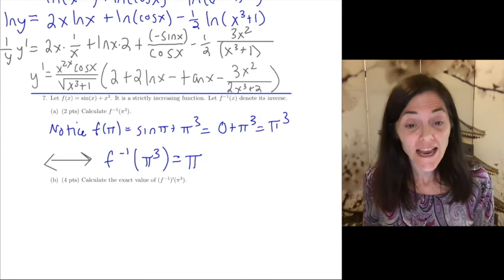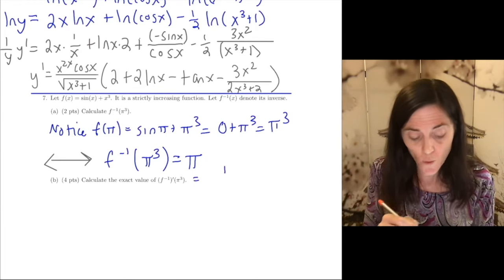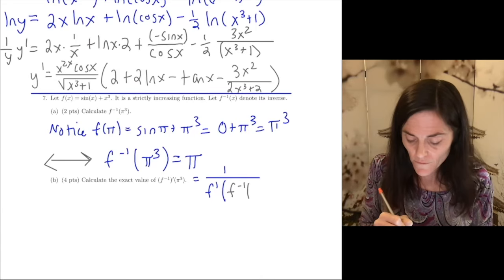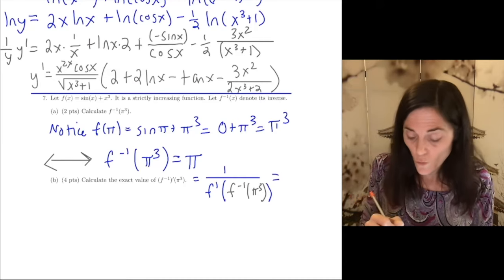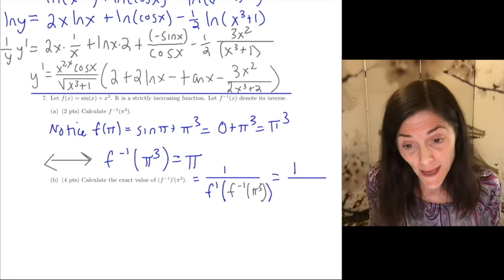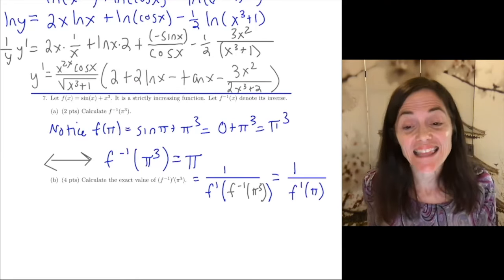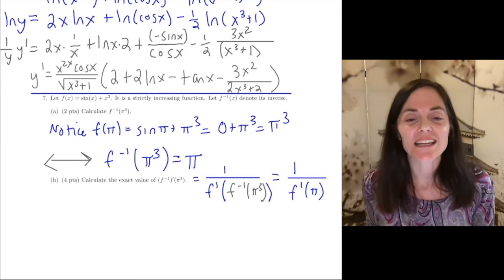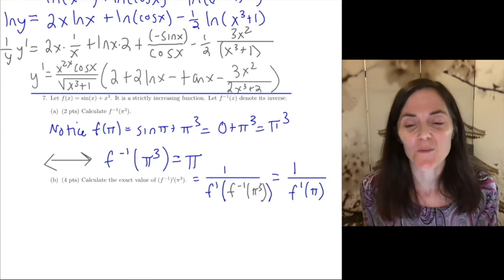Letter B. We want to find f inverse prime at pi cubed. Well, inverse function theorem says this is 1 over f prime of f inverse of pi cubed, which is 1 over. Now, we found f inverse of pi cubed in part A. So this is 1 over f prime of pi. Okay? This is what you should put stars around. This is inverse function theorem. This is what we use whenever a problem asks for the derivative of an inverse. We do not solve x as a function of y here.